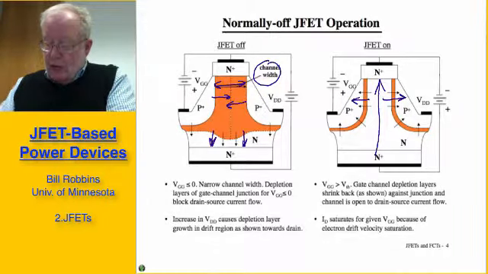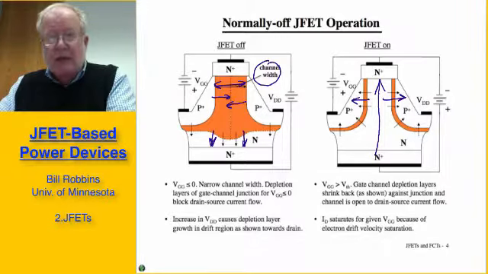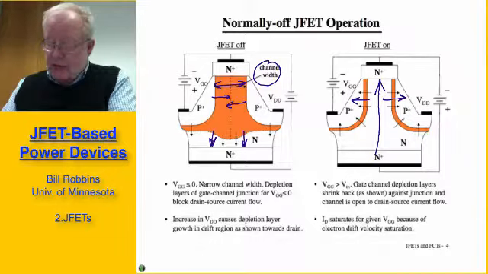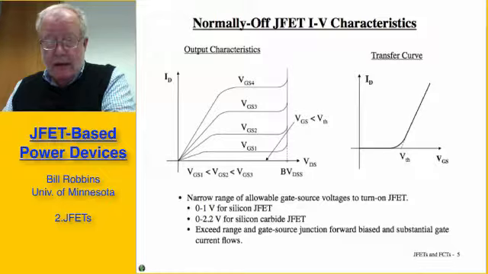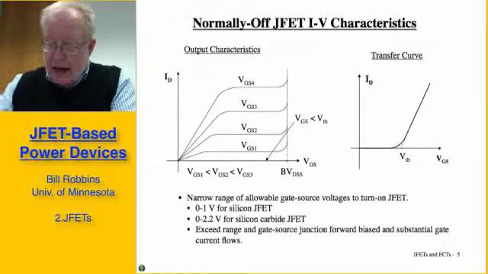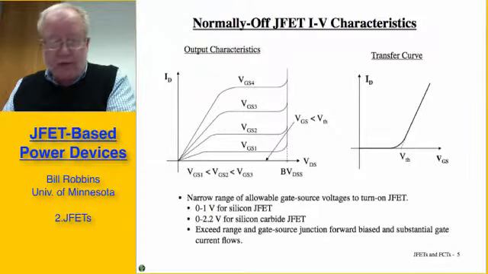The drain current will saturate and flatten out, becoming independent of the drain to source voltage in this device as it does in a MOSFET, for the same basic reason, and that is electron velocity saturation. Going on to the next slide, I show the characteristics of the normally off device.